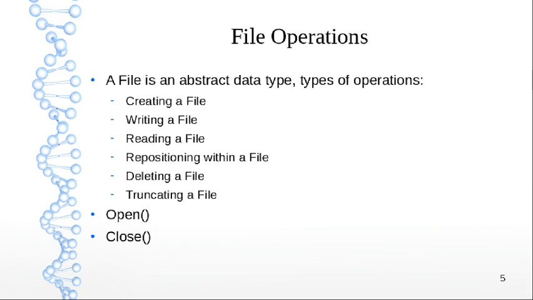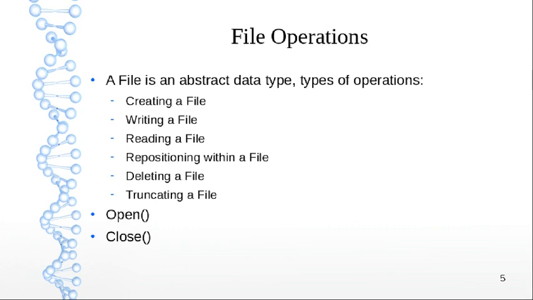So this is actually the first step, the first phase in the file system, and space must be found for the file. The second step is writing a file. To write a file, we make a system call specifying both the name of the file and the information to be written to the file. The next is reading a file.